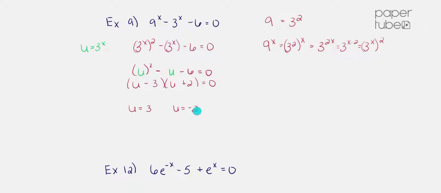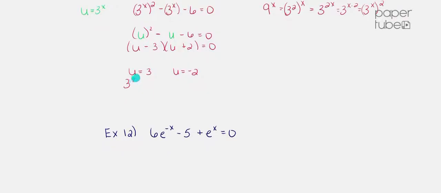Now, here's the trick though. Don't forget to put the 3 to the x back into the equation. We're not solving for u, we're solving for x. So my last step is to put that back in. And here's a good place to check our domain and range restrictions.